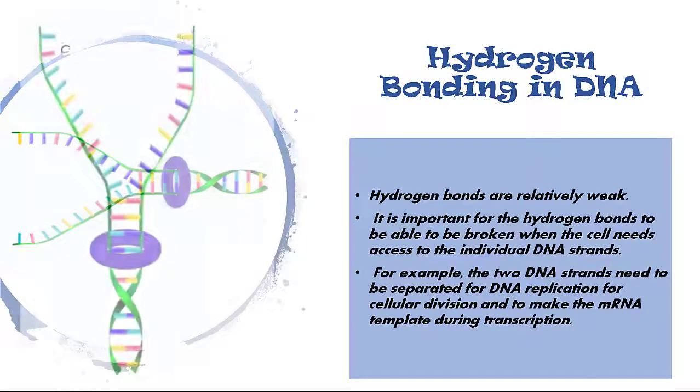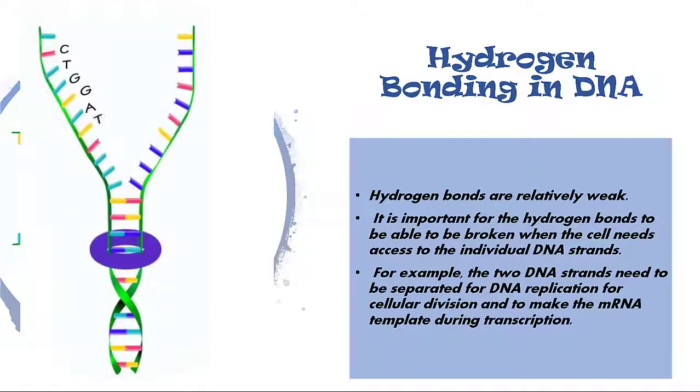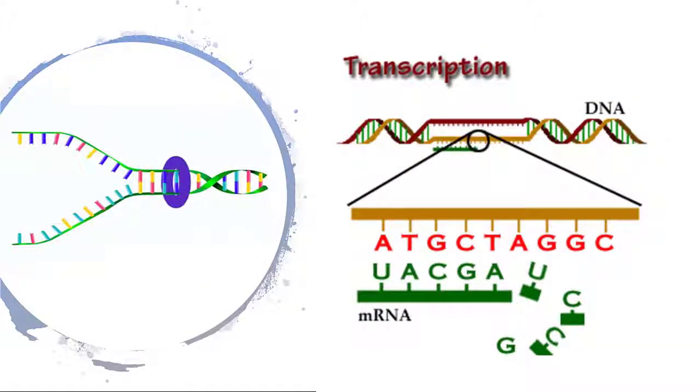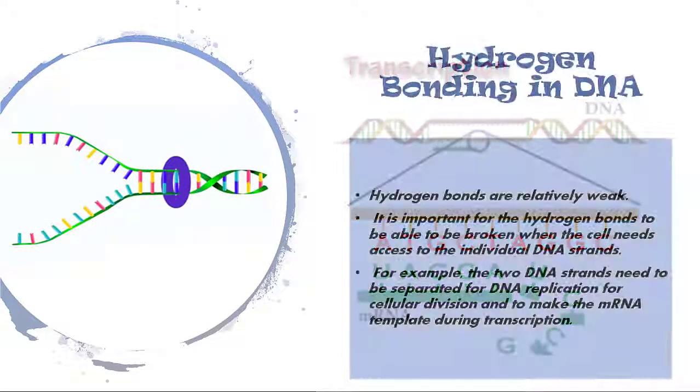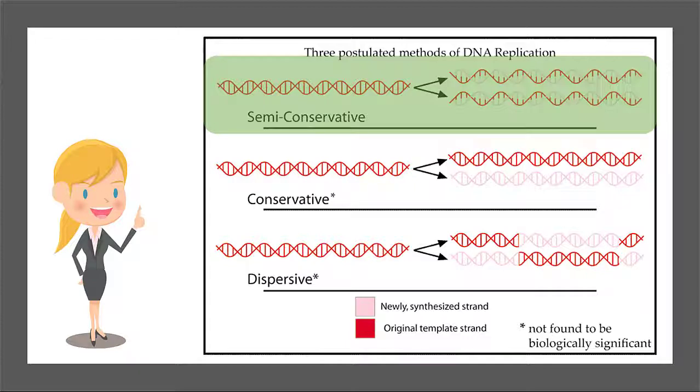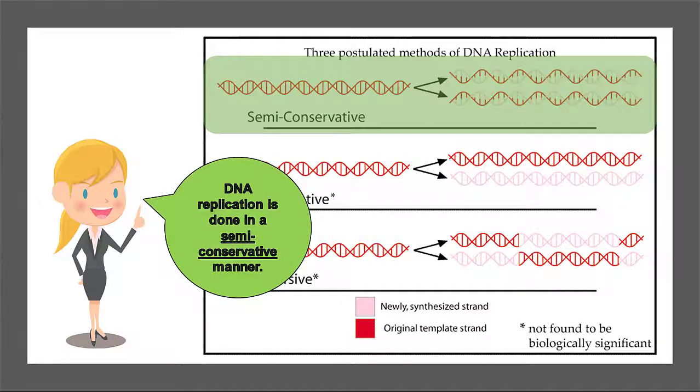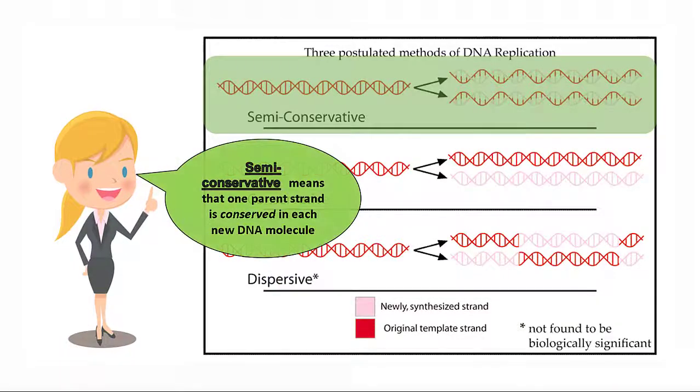Hydrogen bonds are relatively weak. It is important for the hydrogen bonds to be able to be broken whenever the cell needs to access individual DNA strands. For example, the two DNA strands need to be separated for DNA replication and to make the messenger RNA template during transcription. DNA replication in all living organisms is done in what is called a semi-conservative manner. Semi-conservative means that one parent strand of DNA is conserved in each new DNA molecule.